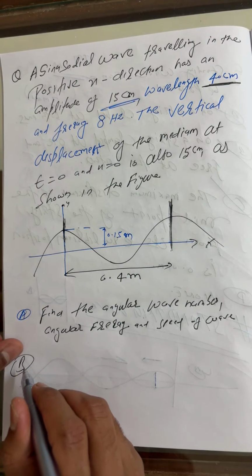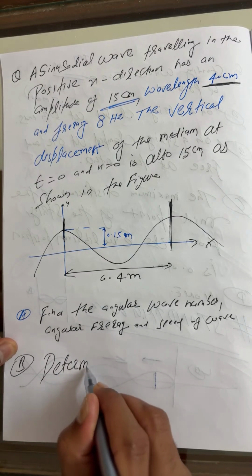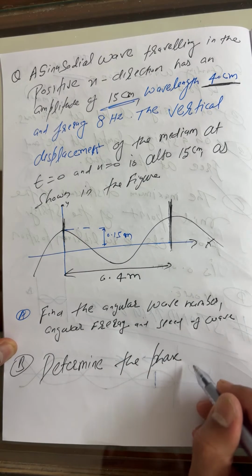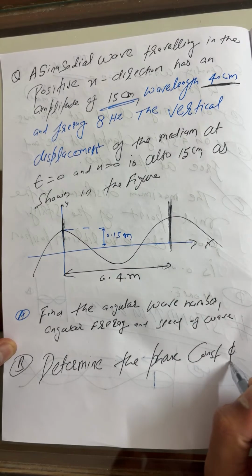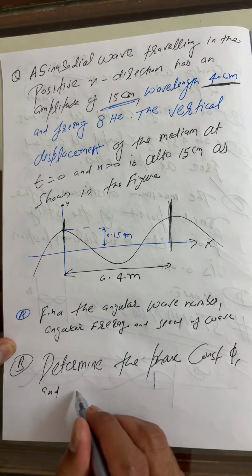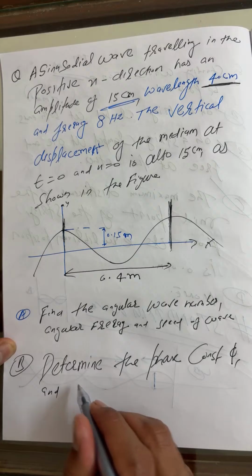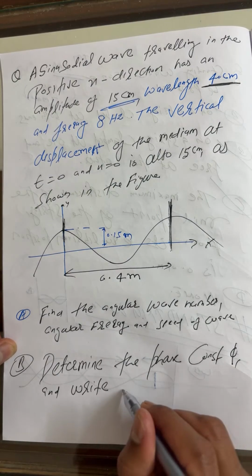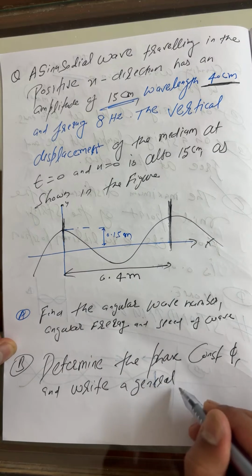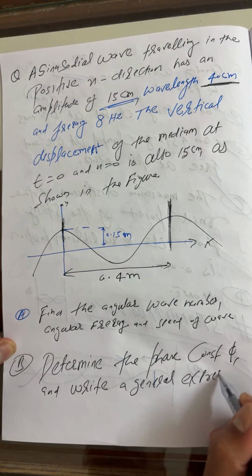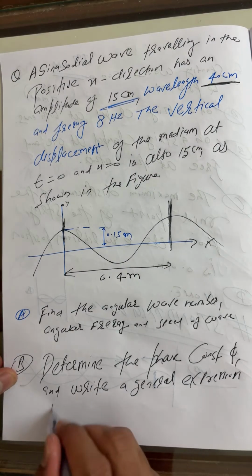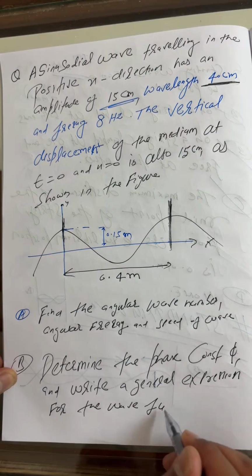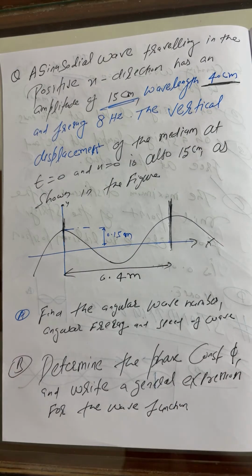Now, beta, have a look at part B. What you need to find: determine the phase constant phi, and write a general expression for the wave function. Yes, beta. So now this is the question.